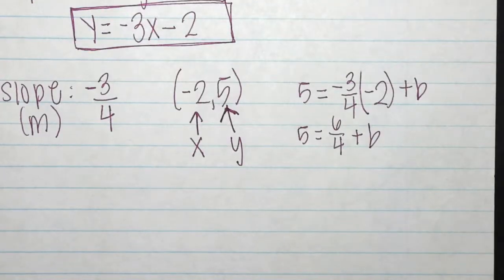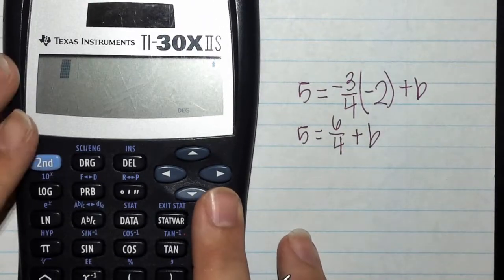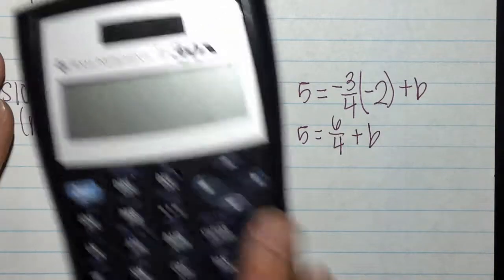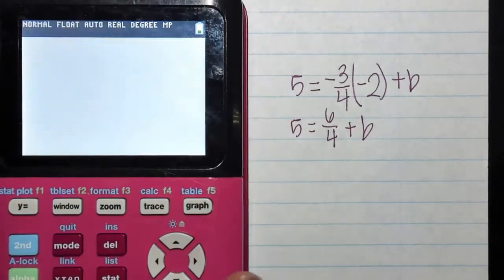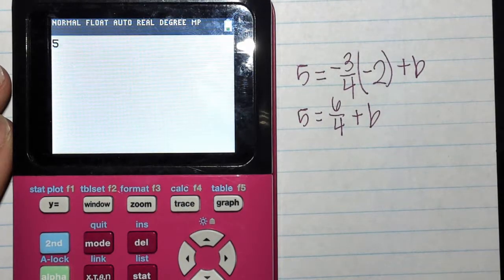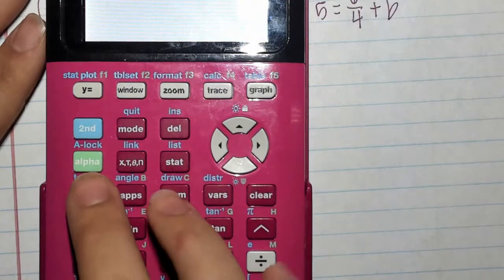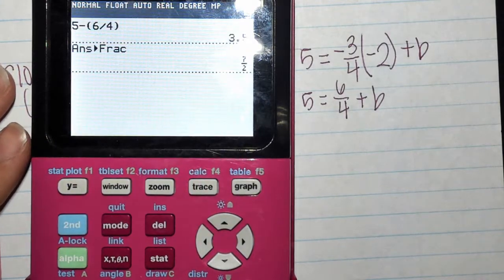So, do y'all know how to do a fraction in your calculator? Is there anyone that doesn't? Okay. Jay, you got the cool calculator. It's easy peasy. Watch. 5 minus, parentheses, 6 divided by 4, parentheses. Okay, then press enter. You're going to get a decimal. But go up here to math. You see math right here? Press math. You see it's on fraction? Press it twice.